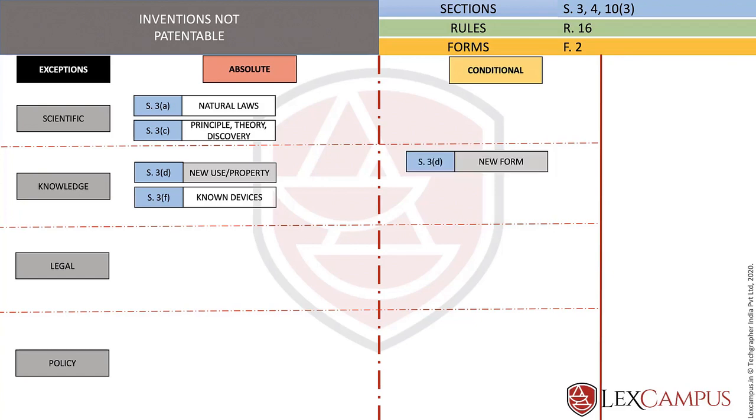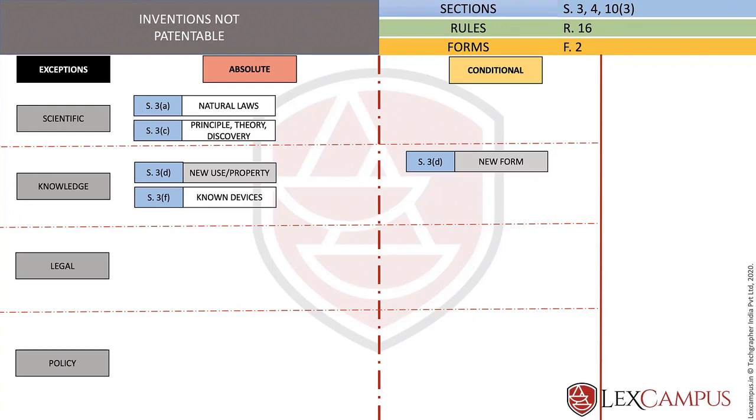Now under legal, we can look at the conditional exceptions here before we move to legal. Part 1 of 3D, which tells us about a new form of a known substance which does not result in the enhancement of known efficacy of that substance. Now that is part 1. Part 1 is a conditional exception because there is an explanation, and mind you, the explanation is relevant only for part 1. Now the explanation says that for the purposes of this clause, salts, esters, ethers, polymorphs, etc. and other derivatives of a known substance shall be considered the same substance.